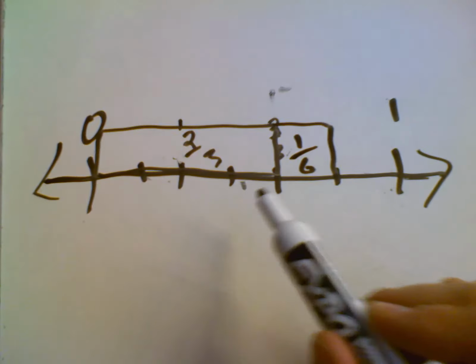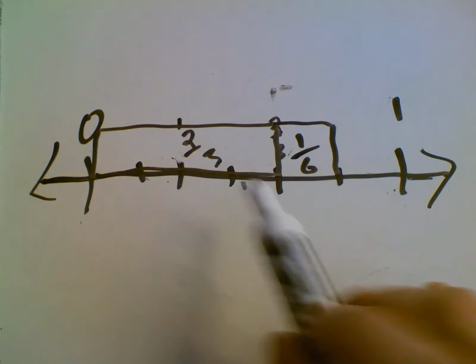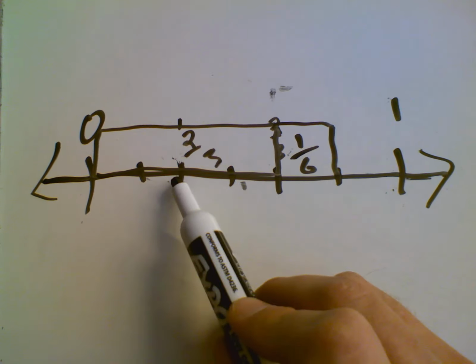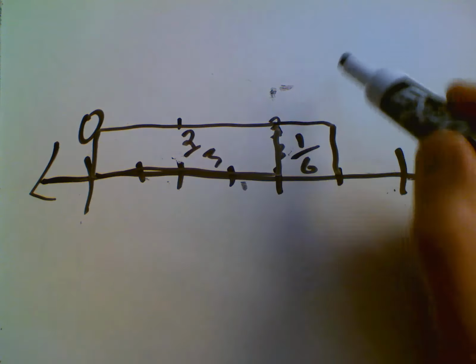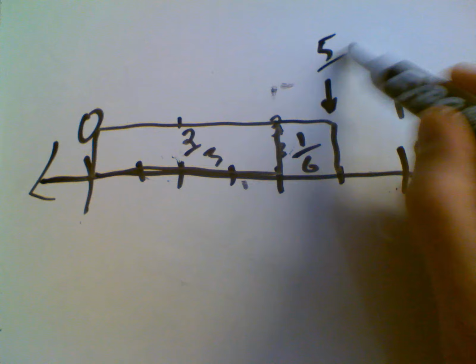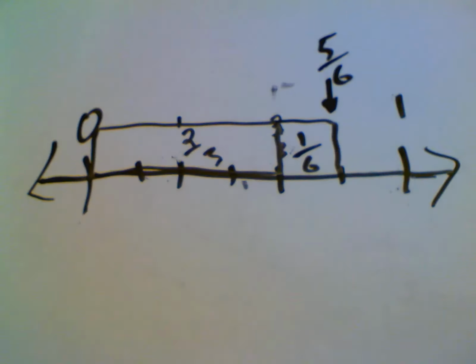It says and 1/6. So if I look at this, I notice that 3 and 6 both go into 6. I could say there's 1/6, 2/6, 3/6, 4/6, 5/6. 5/6 is my answer to the second one.